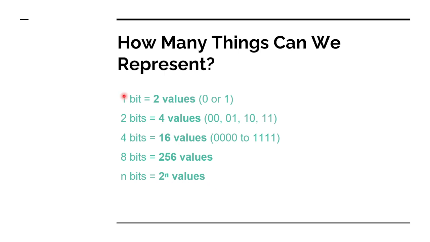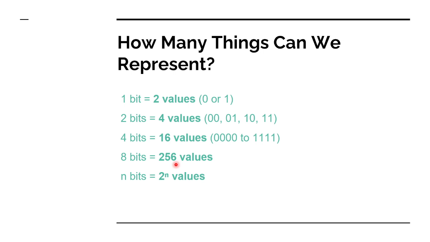For example, if we have only 1 bit, then it is actually 2 to the power 1. This is 2 to the power 2, this is 2 to the power 4, this is 2 raised to the power 8, and this is 2 raised to the power n. So we all understand the formula that if we have n bits, then it can hold 2 raised to the power n values, right? This is very, very simple.